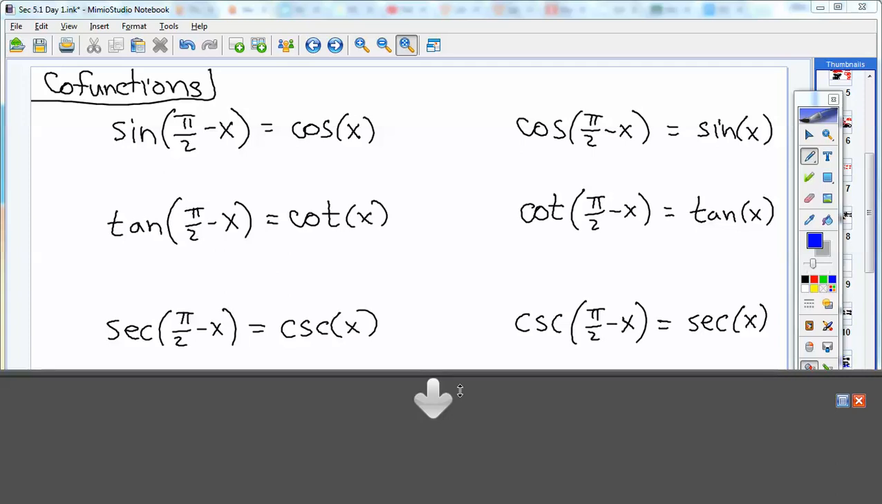In other words, and we already know this from the unit circle, the sine of 30 degrees is 1/2. That's also the cosine of 60 degrees, right? The sine of 30 degrees is 1/2. The cosine of 60 degrees is 1/2. So sine and cosine are called cofunctions.